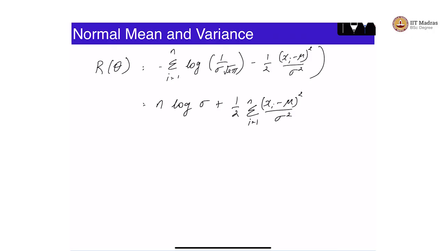Now you have two parameters, mu and sigma squared. You can do the same thing again. You want to find the mu and sigma squared which minimize this. So let's do the critical points thing.